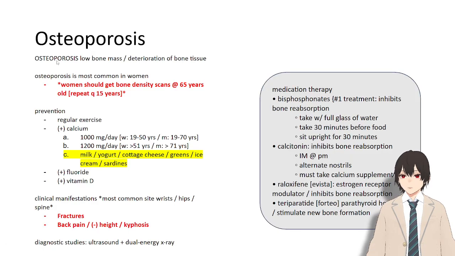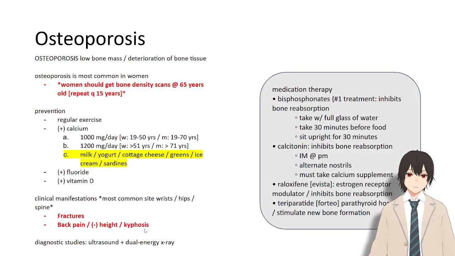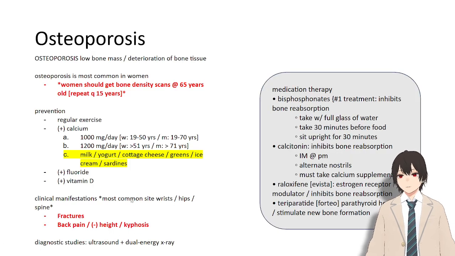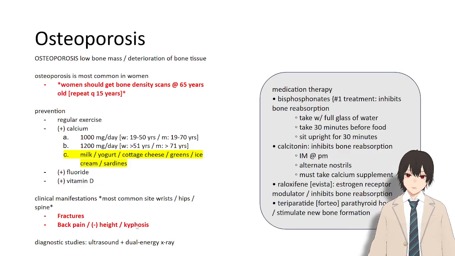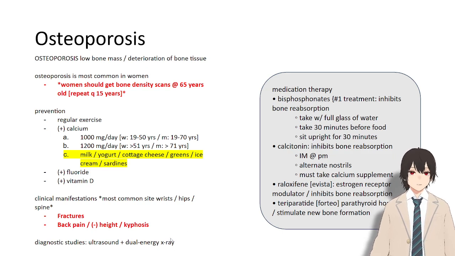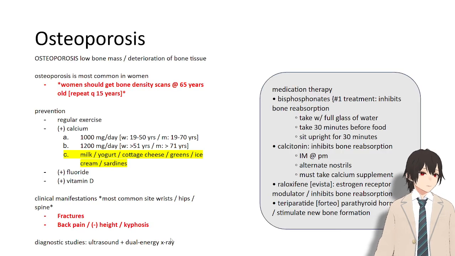Clinical manifestations of osteoporosis are that you can have fractures and back pain. They get shorter, and they also have kyphosis, which is the hunchback kind of appearance that older adults tend to have. And there are some common sites, such as the wrist, hips, and spine, which will most likely get affected by this degeneration of bone tissue. You diagnose it with ultrasound and dual energy X-ray, which is obviously imaging, right? Because you need to look at it.